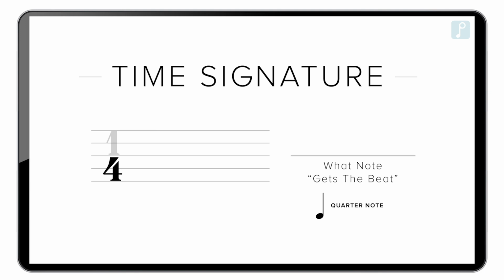Let's look at another example of a time signature where instead of a 4, you have a 2 in the denominator. When you have a 2 on the bottom of the fraction, the half note gets the beat. What about when you have an 8 on the bottom of the time signature? You guessed it, the 8th note gets the beat.